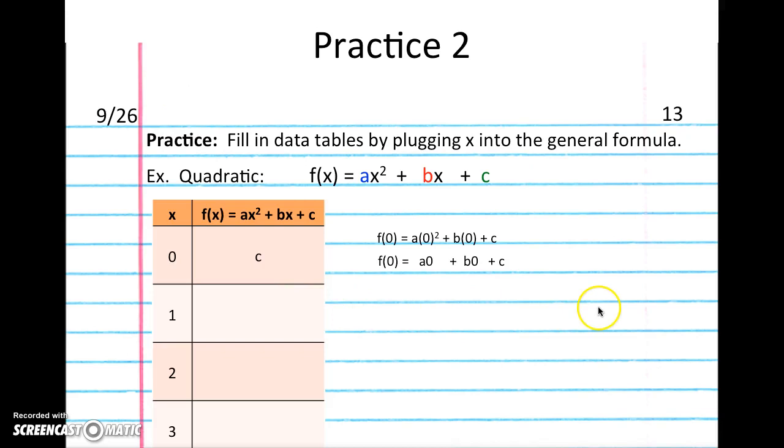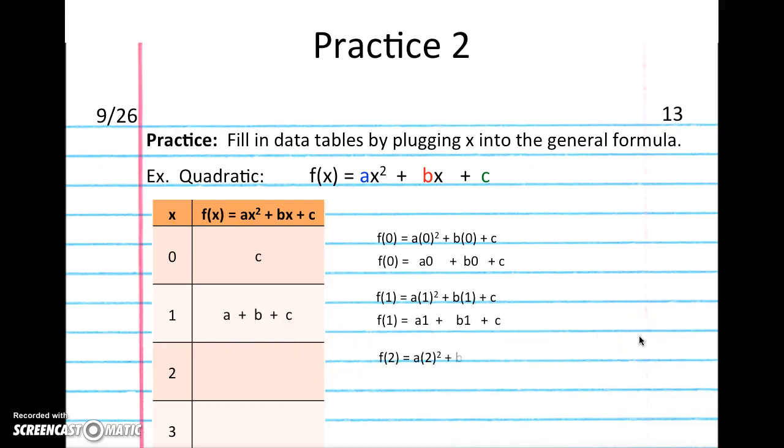Now I'm going to try f of 1, so I'm going to substitute 1 in for x into the general formula, and I'm going to have a times 1 squared plus b times 1 plus c. Well, 1 squared is just 1, right? So f of 1 is going to equal a times 1 plus b times 1 plus c. And a times 1 is a, and b times 1 is b, and then we have c here. So this whole thing here just equals a plus b plus c, which I'm going to write down in this space here.